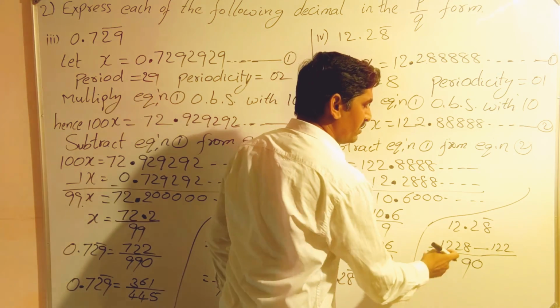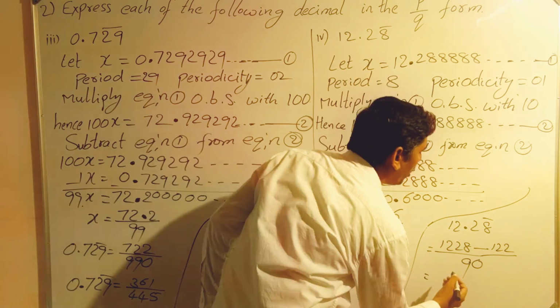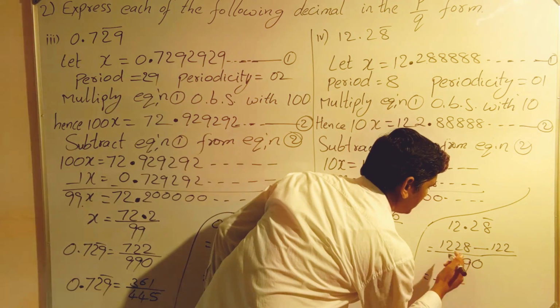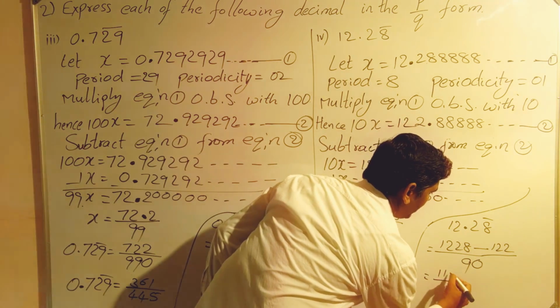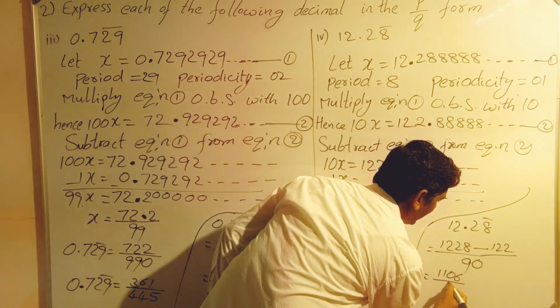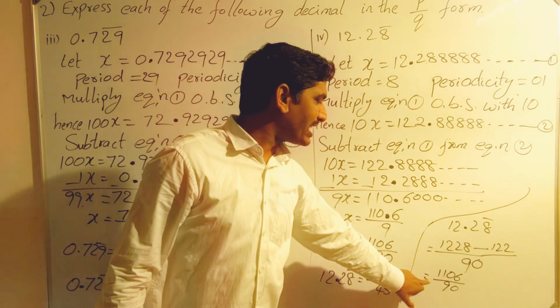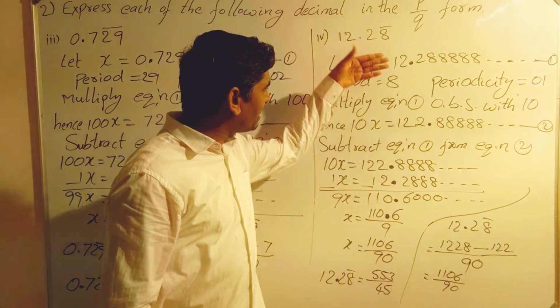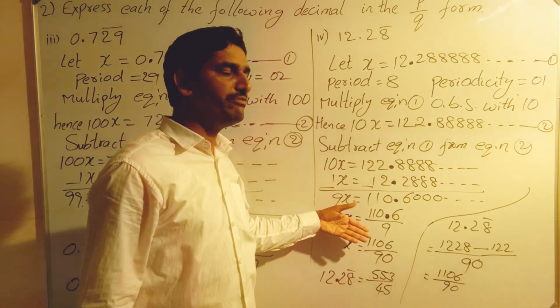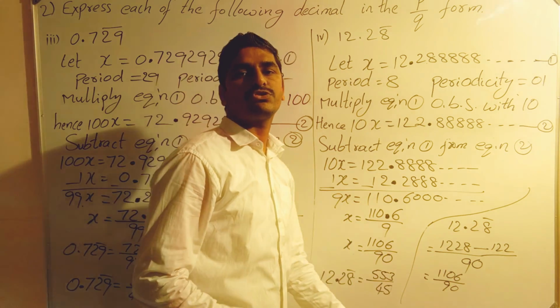Now simplify this: 1228 minus 122. How much will we get? 1106 by 90. By simplifying this, we will get the same. See, the shortcut is only 2 steps, but this procedure is important for us. Like this we have to solve the problems.